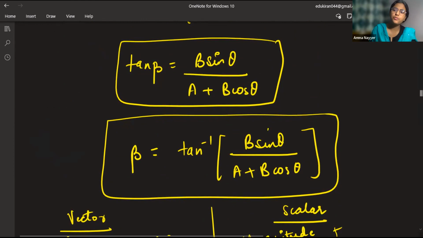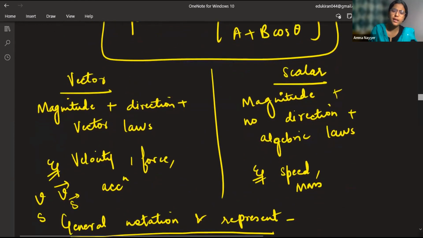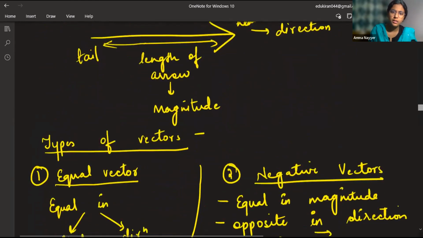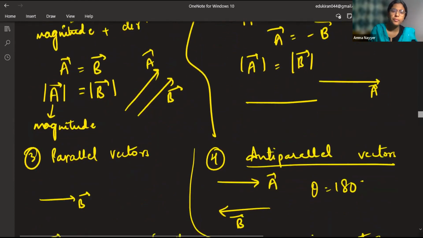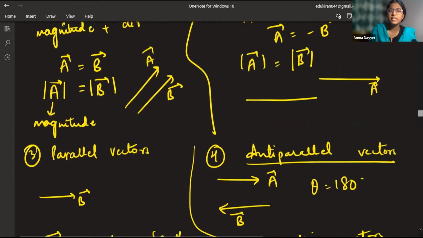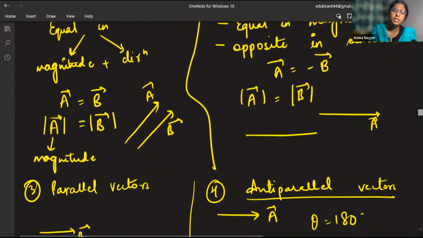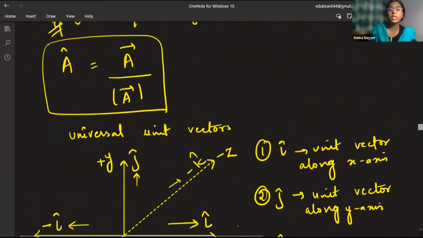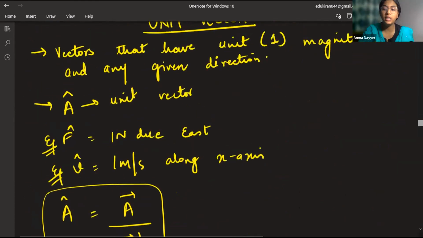You have questions from this part also in your previous years. I hope all of you will do the previous year questions well, because that will be very helpful. Regarding equal vector, negative vector, these basic properties you should remember about parallel vector. Unit vectors are important. Yes, unit vectors, you have plenty of questions from your NEET examination.